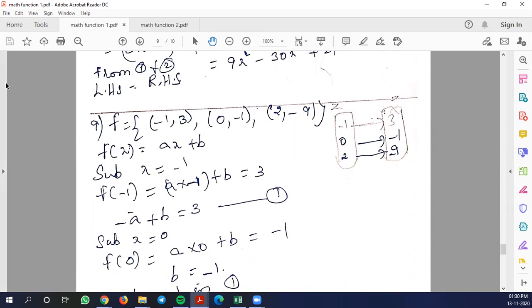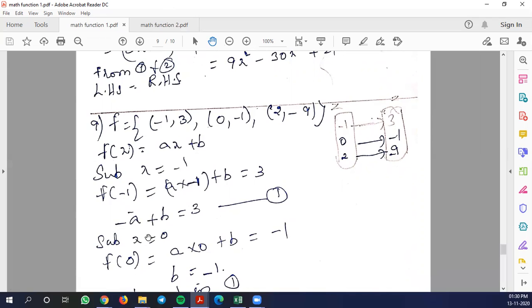Now ninth sum, one function is given. This is a linear function. From z to z we have to show that and find f of x. So first f of x equal to ax plus b. Whenever it is a linear function, we have to take f of x equal to ax plus b. So substitute x is equal to minus 1. It is given, f of minus 1 is a into minus 1 plus b equal to 3.